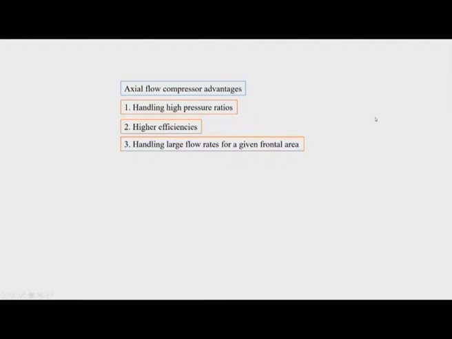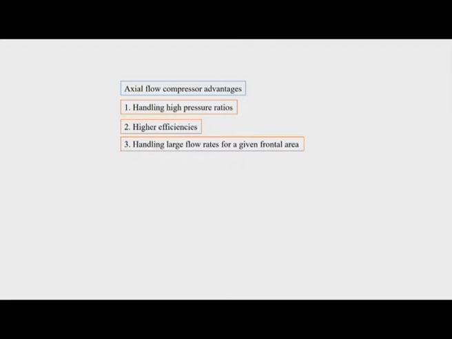Third is handling large flow rates for a given frontal area. This was the problem in the case of the centrifugal compressor. This turned out to be an advantage for the axial flow compressor, which for a given frontal area handles large flow rates. Since the frontal area is also less, we get lesser drag, which is the most important requirement for aircraft propulsion.